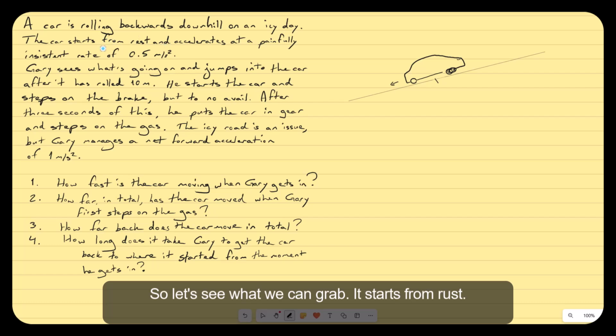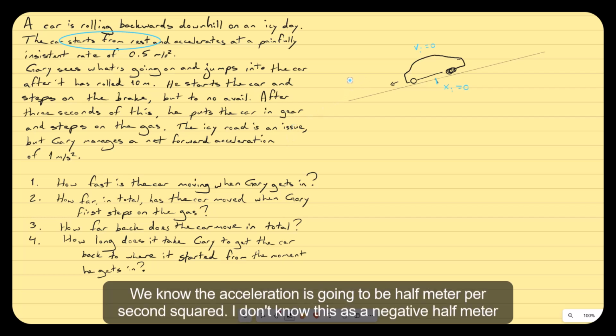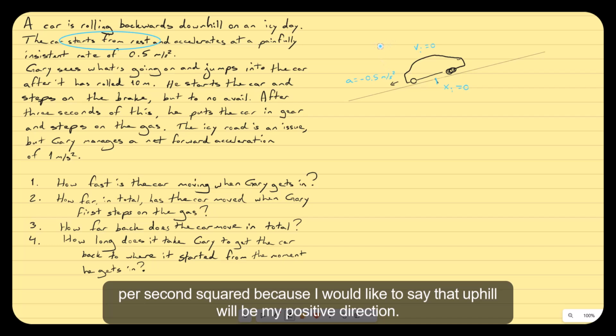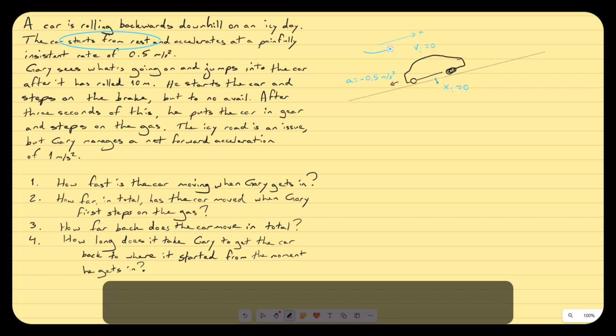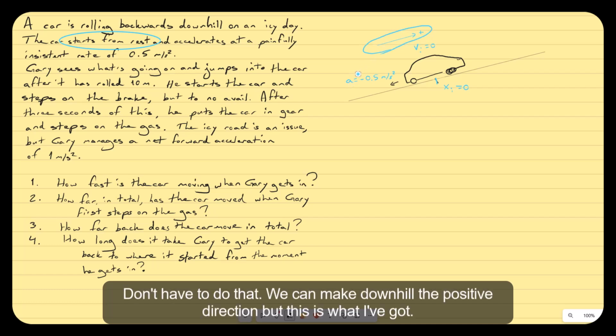So let's see what we can grab. It starts from rest, so V initial equals 0. We can pick anywhere we want to be our x equals 0, and I like that initial position. We know the acceleration is half a meter per second squared. I'm going to throw this as a negative half meter per second squared because I would like uphill to be my positive direction. You don't have to do that. We can make downhill the positive direction, but this is what I've got.